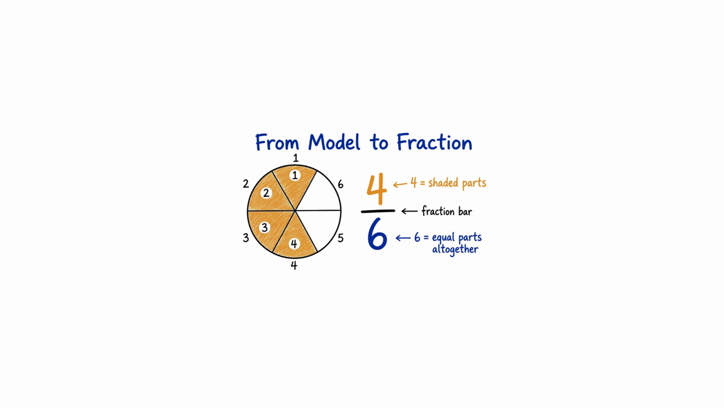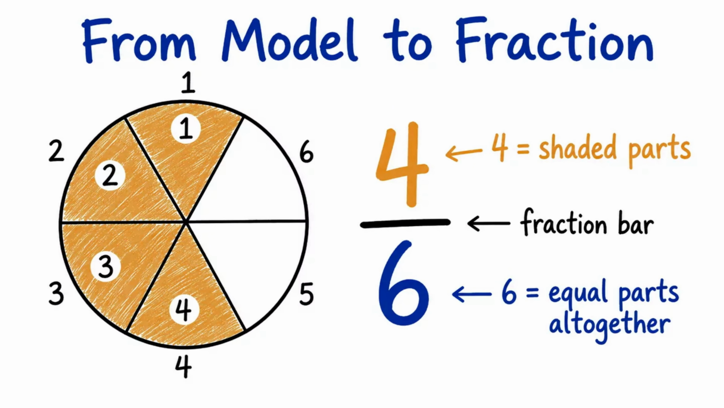Now let's connect a visual model to fraction notation. First, count the shaded parts. 4 parts are shaded, so 4 is the numerator. Next, count all the equal parts in the whole. There are 6 altogether, so 6 is the denominator. Place the numerator above the fraction bar and the denominator below it. The model represents 4/6.